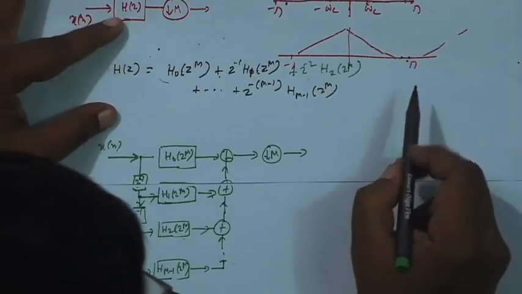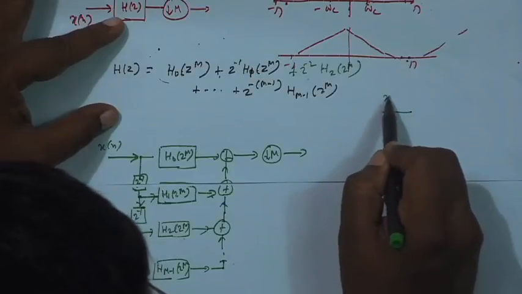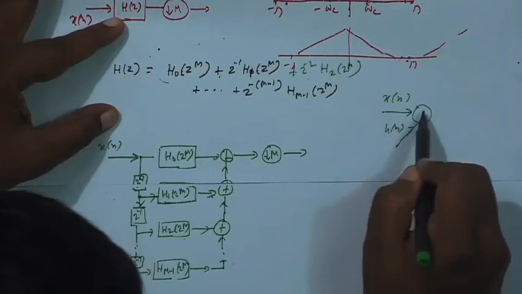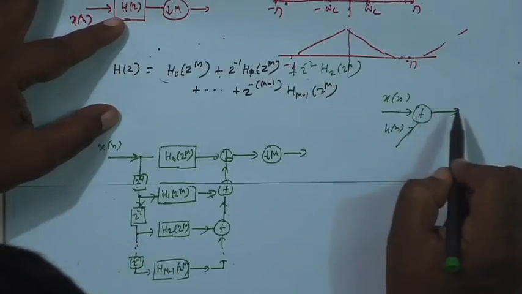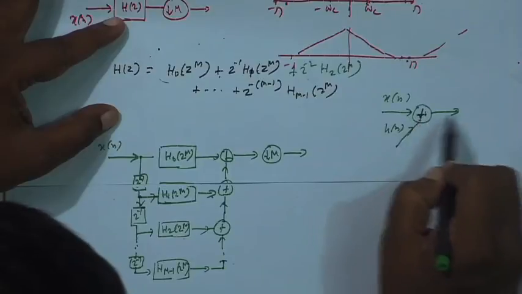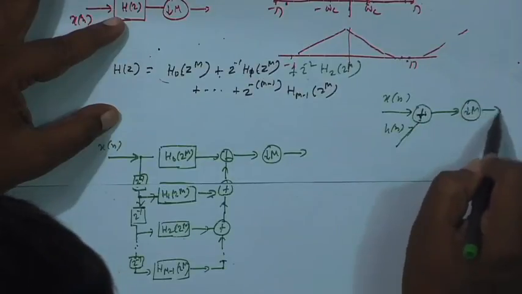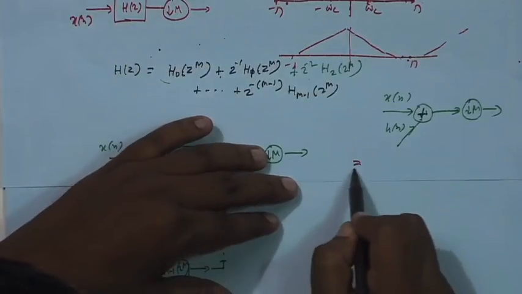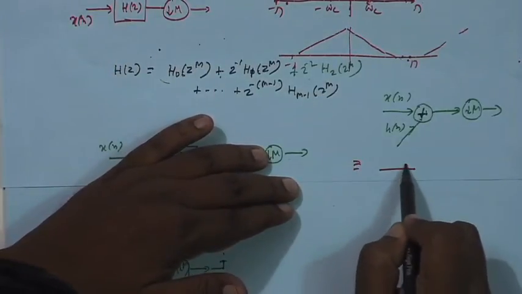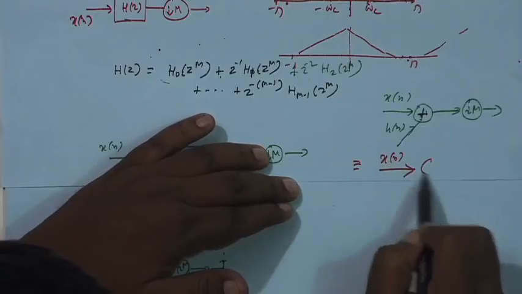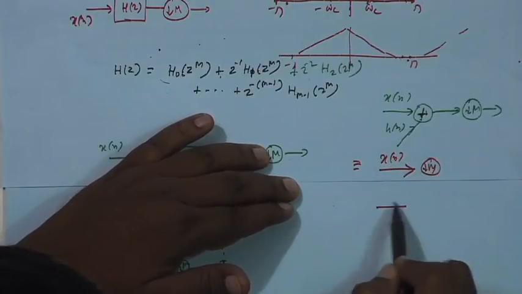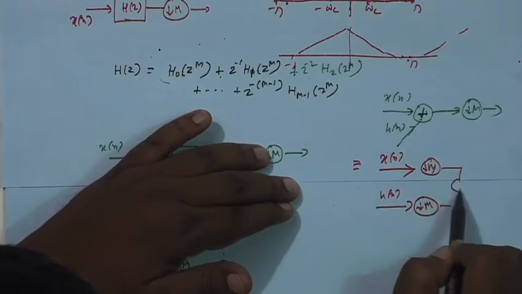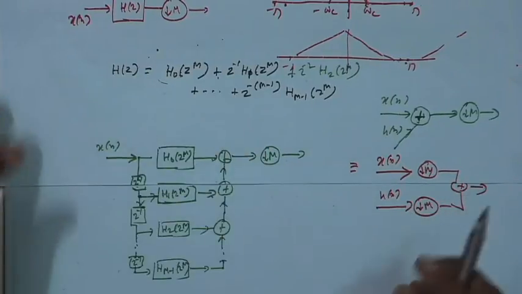Now, you see, if suppose two signals x[n], suppose two signals h[n], they are first added and decimated, first added then decimated by M, you will get the same thing. This is equivalent to first decimate this and then add. This is very simple.